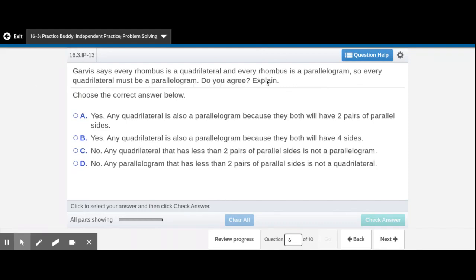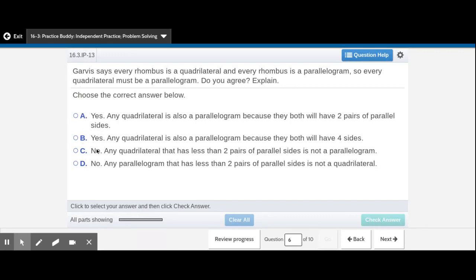Do you agree? Explain. I don't agree because there are quadrilaterals like a trapezoid that don't have opposite sides being parallel. So that means that it wouldn't be a parallelogram. It would be a trapezoid. The trapezoid is the only one that comes to mind right now that doesn't have two sets of parallel lines, but it is a quadrilateral. So I would say it's a no.